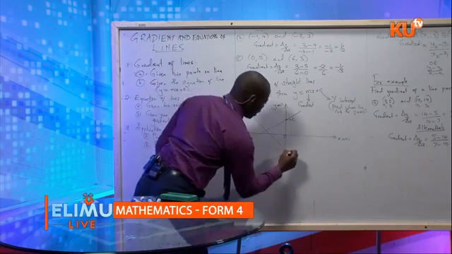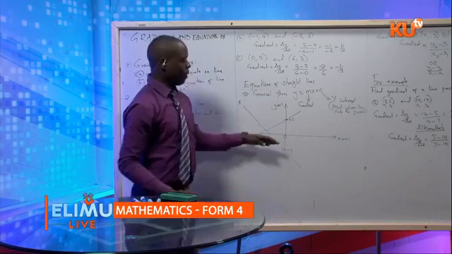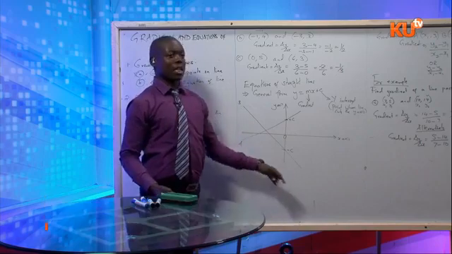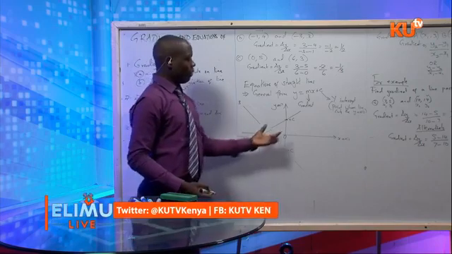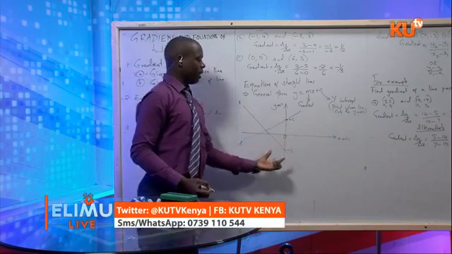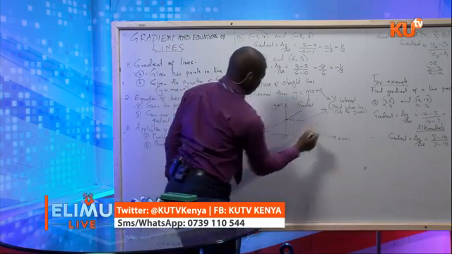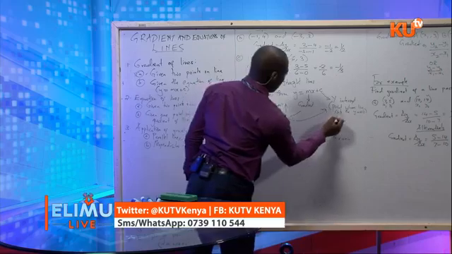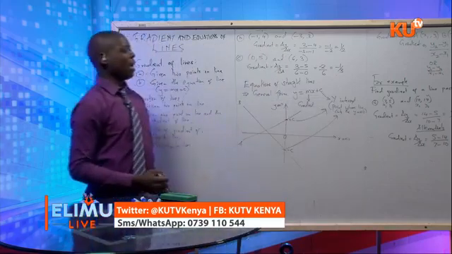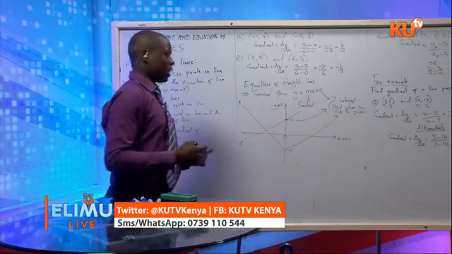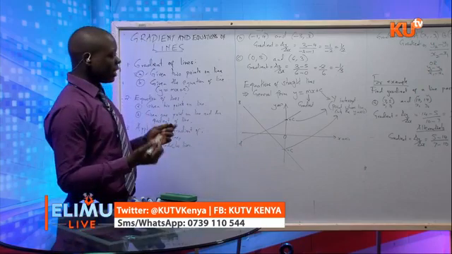This point is a negative value because the values of y below the x-axis are negative. So we have the positive c and negative c. This is what we call the y-intercept, the points where the line cuts the y-axis. So what's then the x-intercept? Where the line cuts the x-axis.